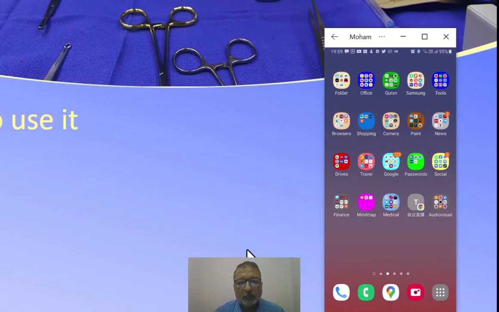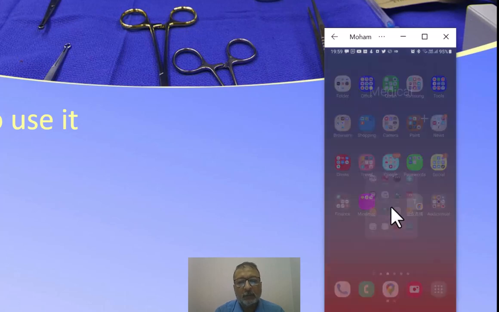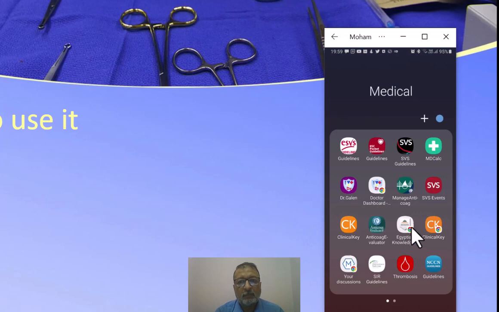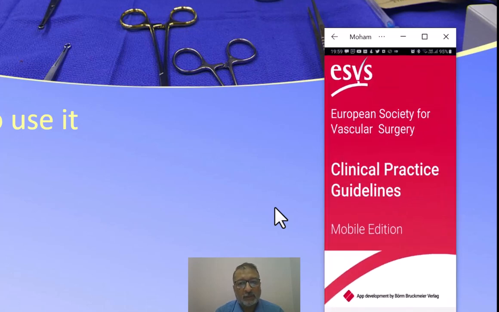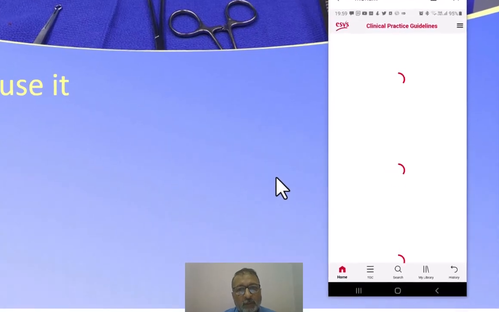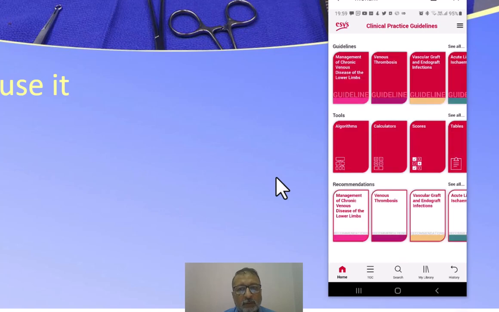Bismillah ar-Rahman ar-Rahim. How to use the mobile application. I would advise you to collect all vascular tools in one place, and you can call it vascular or medical, and these are the vascular applications that I will go through, the important parts of them. ESVS, as you can see, is the very important one, and once you install it, it will already be stored in your mobile. It doesn't take much memory, so it's very easy to use.